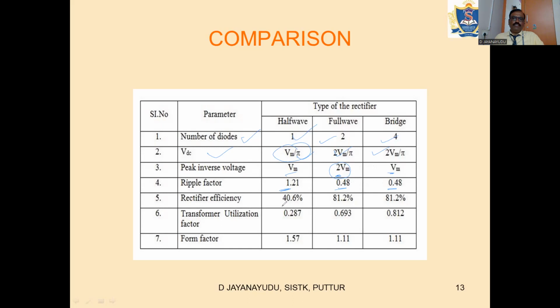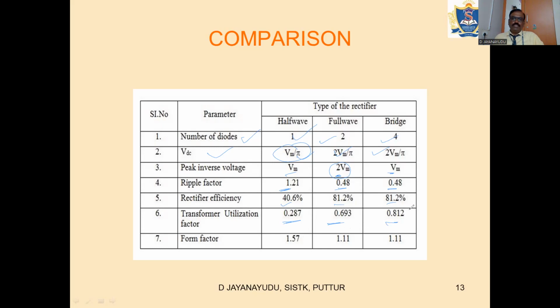Rectifier efficiency: half wave rectifier less than 50%, maximum efficiency 40.6%, full wave rectifier 81.2%, and bridge rectifier 81.2%. Transformer utilization factor means how much power is being utilized from the transformer in converting to DC. It is 0.287 for the half wave rectifier, 0.693 for the full wave rectifier, and 0.812 for the bridge rectifier.